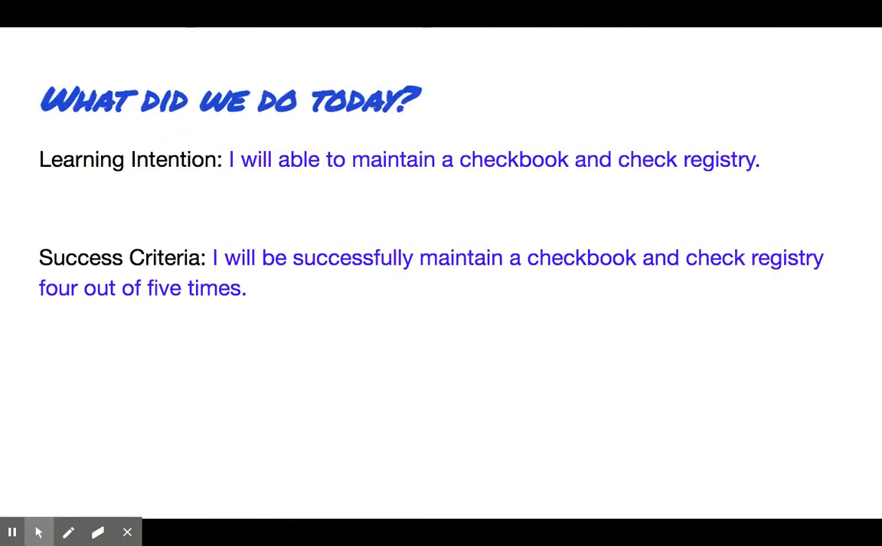So, what did we do today? Well, for your learning intentions, you were able to maintain a checkbook and check registry. For success criteria, I will be successfully maintaining a checkbook and check registry 4 out of 5 times. So you go ahead and complete your assignments.